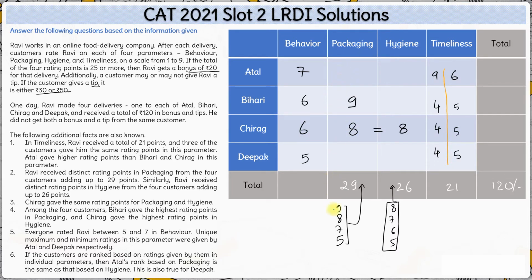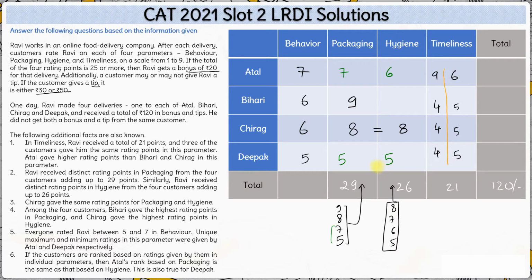That means out of 9, 8, 7, 5, the remaining 2 ratings are 7 and 5. So if Atal gives a rating of 7 here, Deepak will have to give a rating of 5 here. That means Atal is third ranked and Deepak is fourth ranked. Now if Atal is third ranked in packaging, Atal will also have to be third ranked in hygiene. So for third rank in hygiene, Atal will have to give 6 rating points, and Deepak will be fourth ranked, so Deepak will have to give 5 points here.